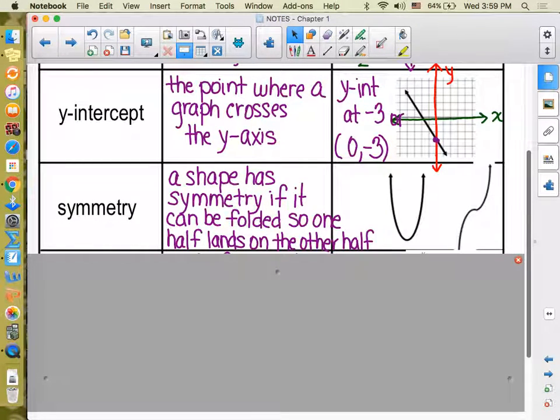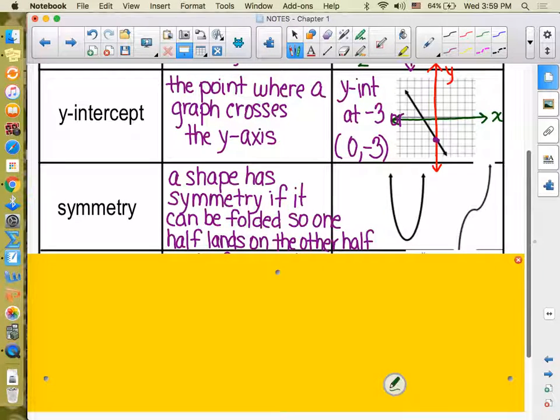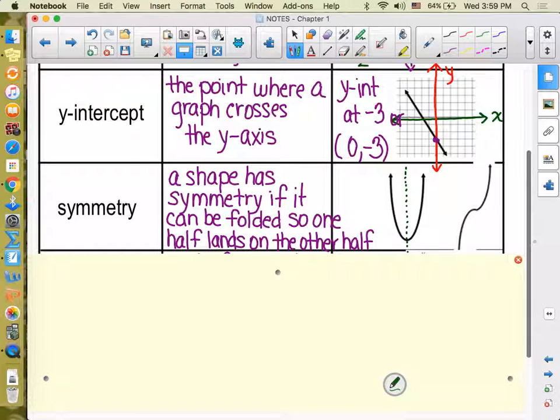Symmetry. Again, stop the video when you need to record a definition so that it's accurate and neat. Symmetry means a shape would have that quality if we can fold it on a line so that half the graph or half the figure lands perfectly on the other half. So this U-shaped graph has symmetry because I could put a line of symmetry down the middle and every point here would fold over and land on the other half.